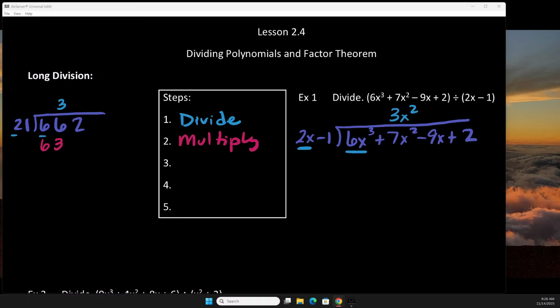And then we'll do the same thing here. We're going to take that 3x squared and multiply this whole thing by 3x squared. And so 3x squared times negative 1 is negative 3x squared. It is super important that you line up your like terms. And then 3x squared times 2x is going to give you the 6x cubed.